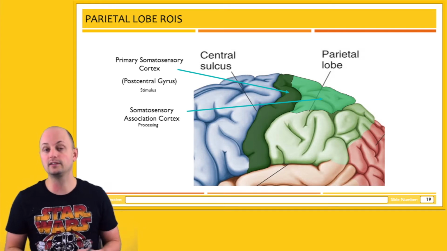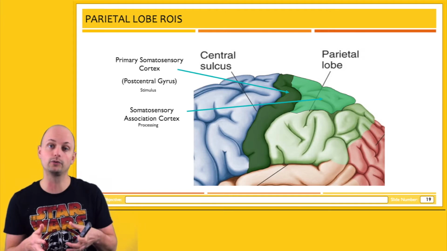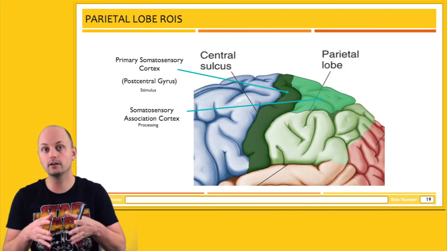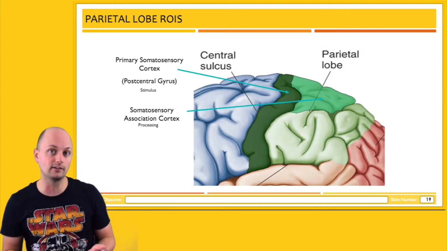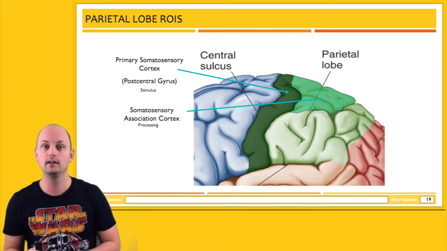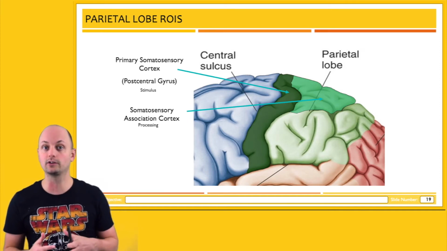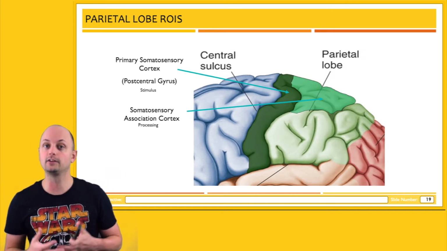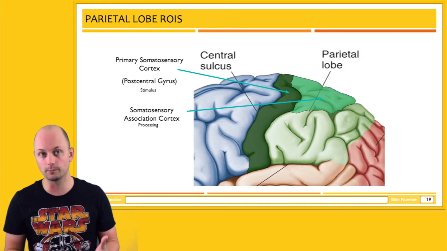So the general pattern we see for most types of sensation is that there's a primary site where everything goes into first, and then from there it spreads out into association areas that help you to assign meaning to the information that you've collected. So for example, the primary somatosensory cortex would tell you that you were touching something, but the association areas might help you to determine that you were touching something sharp.